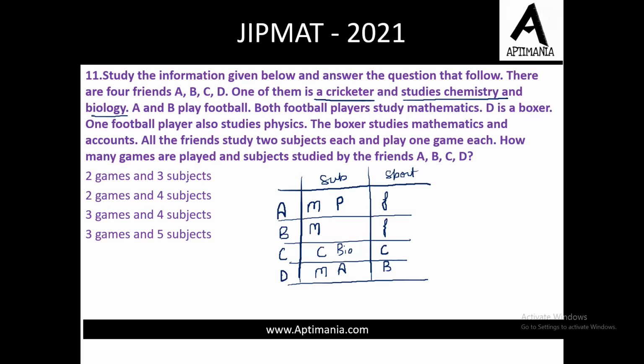Now the question is how many games are played and subjects studied by these 4 friends. Now games we have 1, 2 and 3 different games: football, cricket and boxing. So we have 3 games, so we can eliminate these 2 options. इनमें 2 games दे रखा था, right? And subject, if we talk about subject, so we have maths, physics, chemistry, bio and account. So we have 5 subjects. So the correct answer is 3 games and 5 subjects.